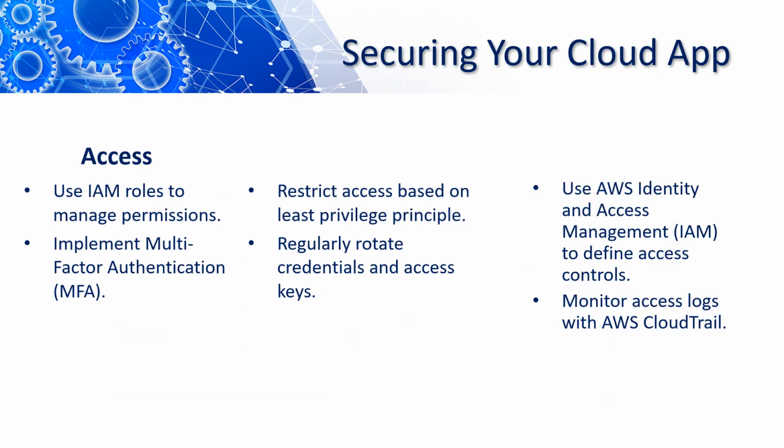Securing your cloud application is crucial. For access control, we use IAM roles to manage permissions and implement multi-factor authentication. We restrict access based on the least privilege principle, regularly rotate credentials and access keys, use AWS IAM to define access controls, and monitor access logs with AWS CloudTrail.